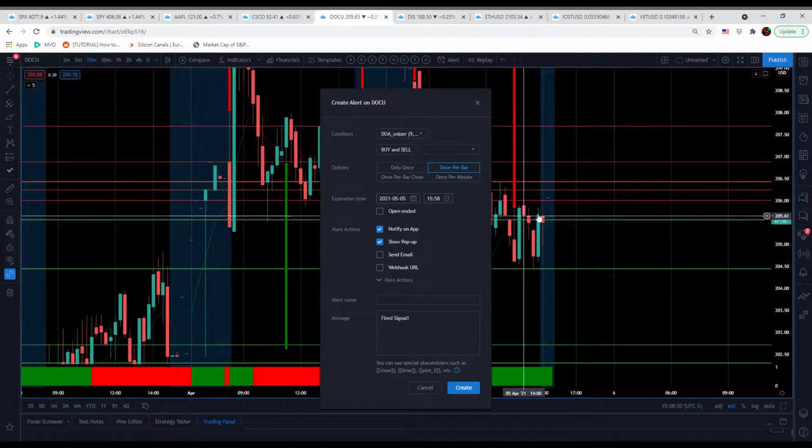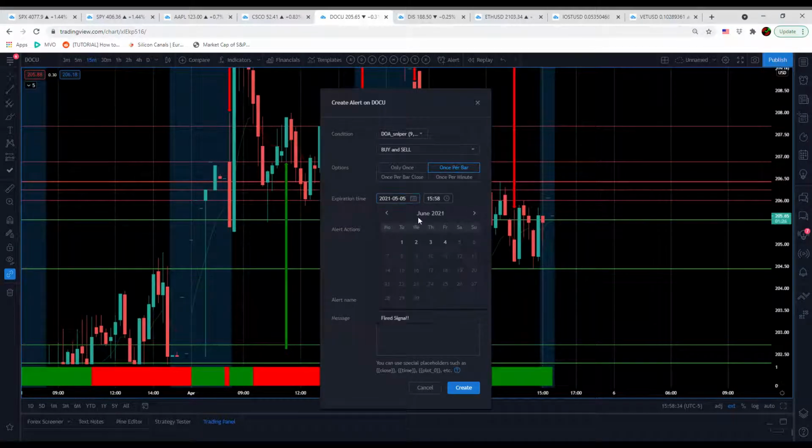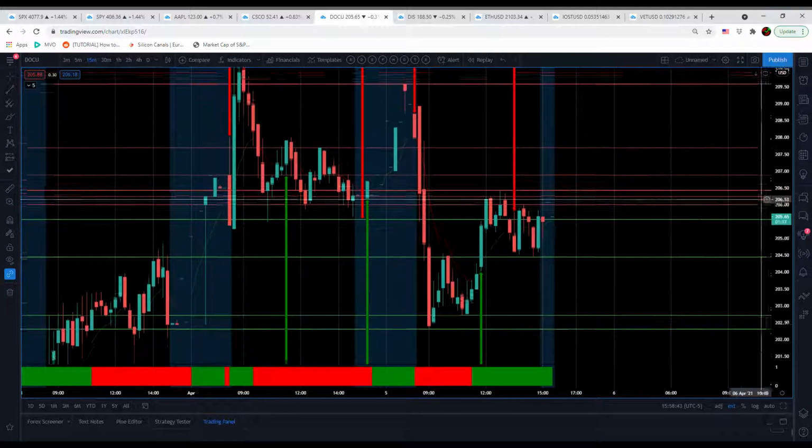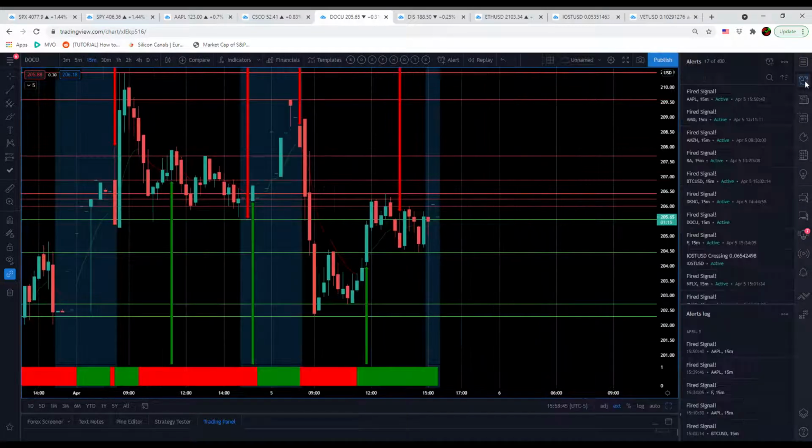Every time it fires red, it's gonna alert you. Then notify you on your phone. If you have a premium, you can do like 3 months out of alert. You can set it like that, and just do create. Oh, nice. Then every time it fires, it will show up right here on this side.